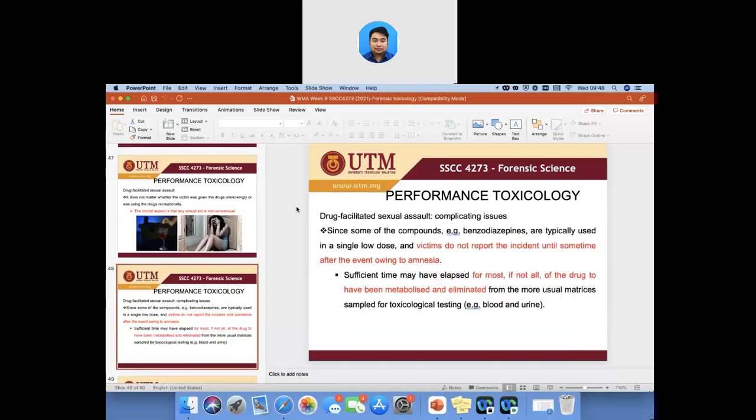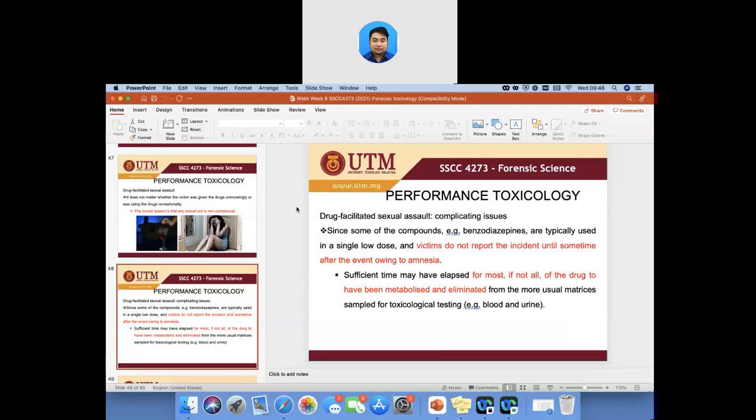Since some of the compounds are typically used in a single low dose, and the victim does not report the incident until sometime after the event, owing to amnesia. So after a few days that he or she had been sexually assaulted under the influence, maybe he or she would suddenly remember that he or she has been sexually assaulted.